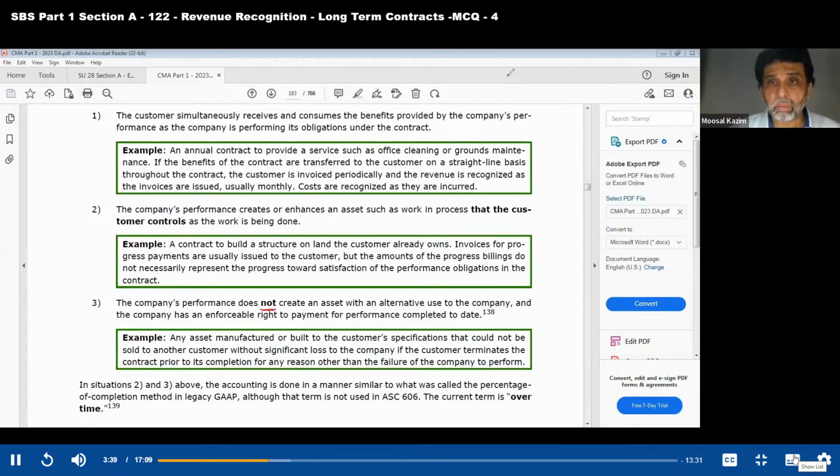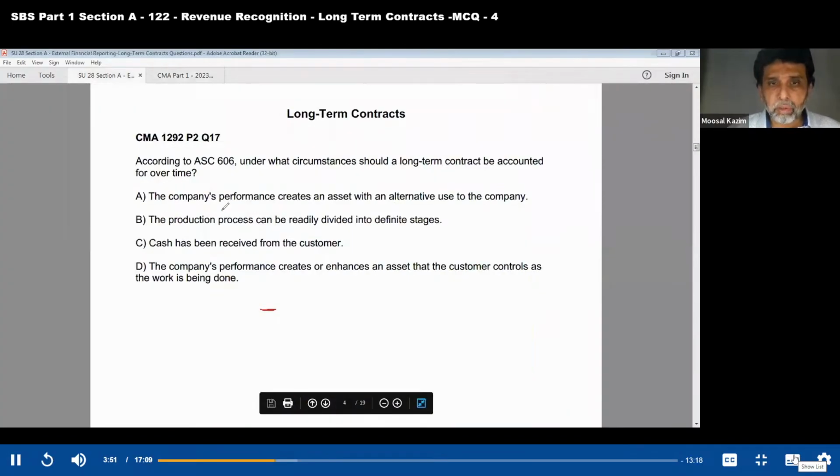That is what I had discussed in the previous class, but this was just a revision to remind you of those. With the help of that, we can answer this question. Does a company's performance create an asset with an alternate use? No, it should not have an alternate use. So this is not the condition.